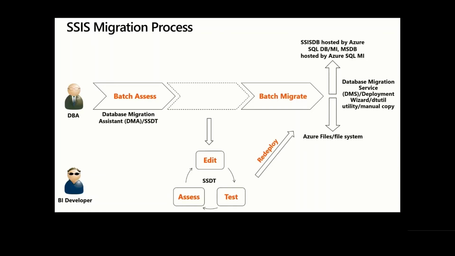Once the BI developer has mitigated all potential issues, he can redeploy existing SSIS projects or packages or ask the DBA to migrate them in batches from SSISDB or MSDB hosted by SQL Server or from file system to SSISDB hosted by Azure SQL Database or SQL DB, to SSISDB hosted by Azure SQL Managed Instance or SQL MI, to MSDB hosted by SQL MI, to Azure Files or to file system, using Database Migration Service or DMS, Integration Services Deployment Wizard, DTUtil Command Prompt Utility, or manual copy.